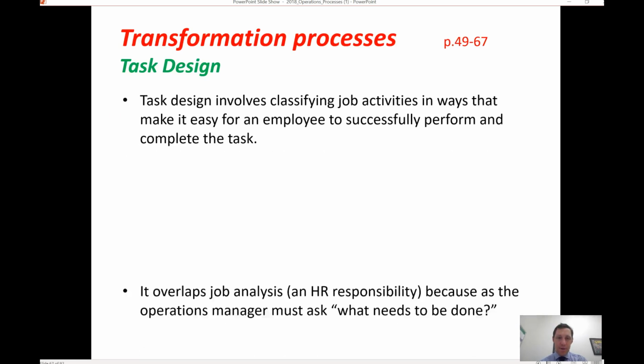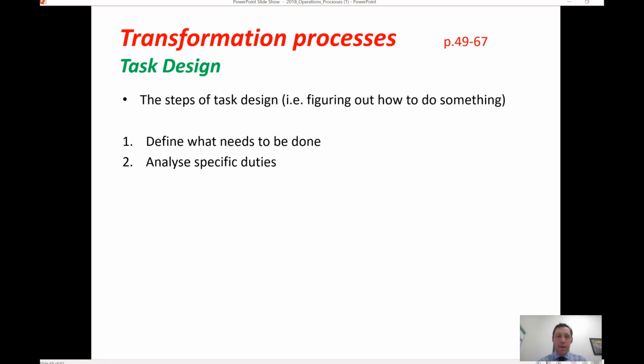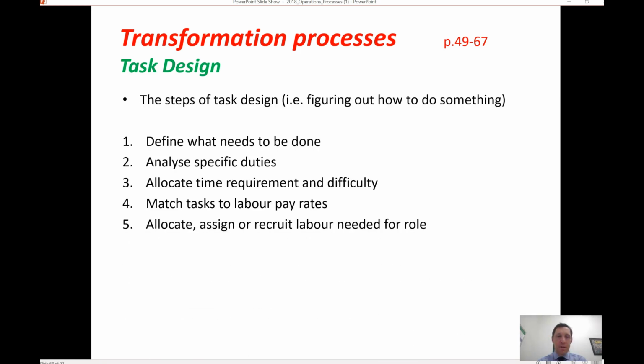In terms of task design, task design is all about classifying jobs and activities in ways that make it easier for an employee to perform and complete that particular task. So it's really a criteria for your job: these are the tasks that you're going to do as you carry out that job. It's breaking a job down into specific steps so that the individual person knows what is expected of them and what they need to do. There are 5 steps to task design.